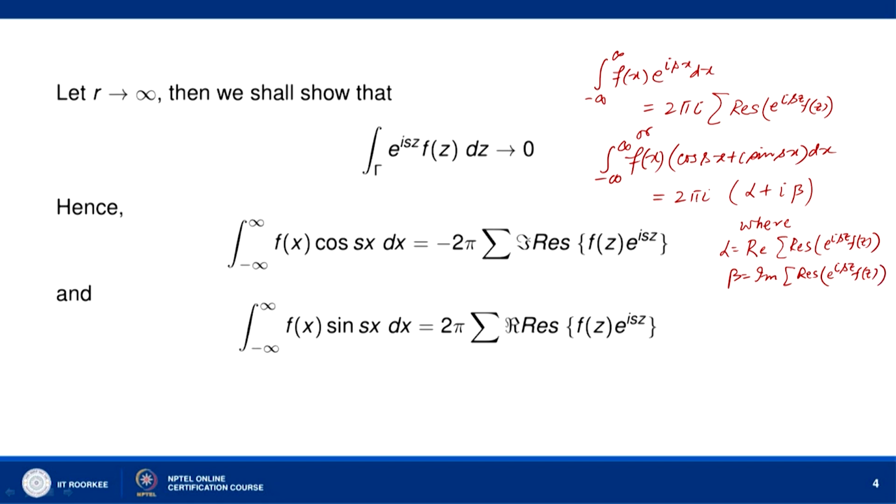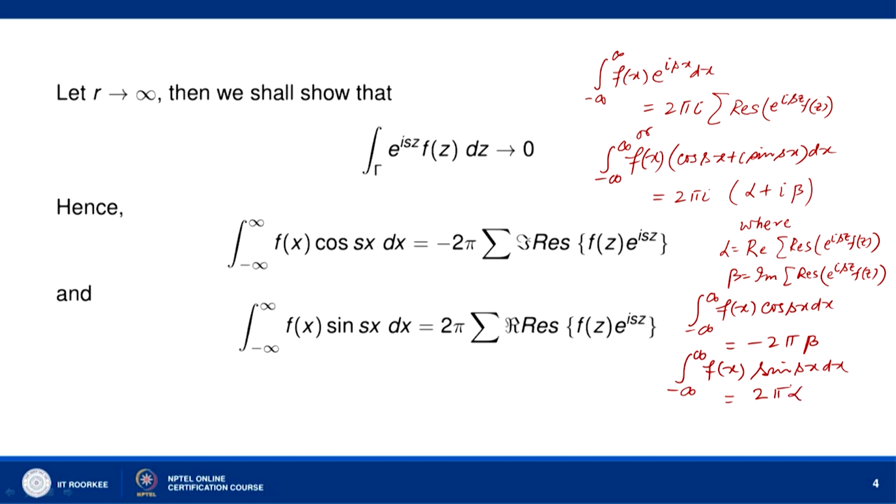Then what will happen when we equate real and imaginary parts? We will have the integral over minus infinity to infinity of f(x) cos(sx) dx equal to 2πi times α, and then 2πi times iβ will be minus 2πβ. So this will be minus 2πβ, because on the right side the real part is minus 2πβ, and the integral over minus infinity to infinity of f(x) sin(sx) dx will be equal to 2πα.